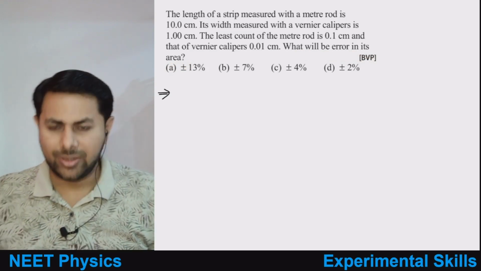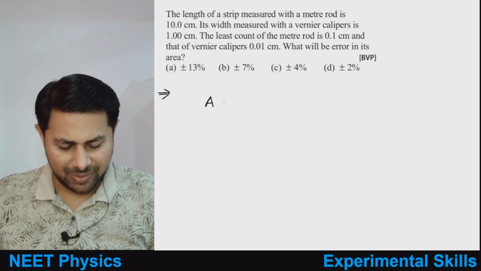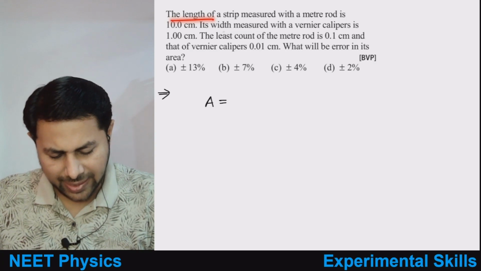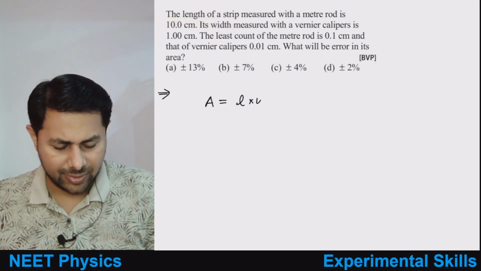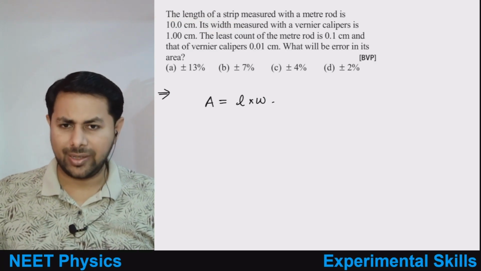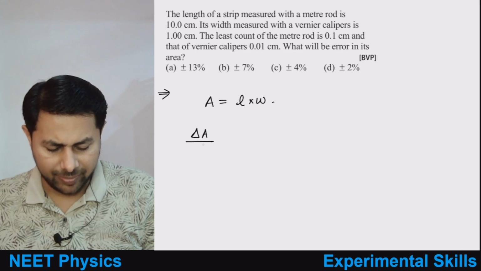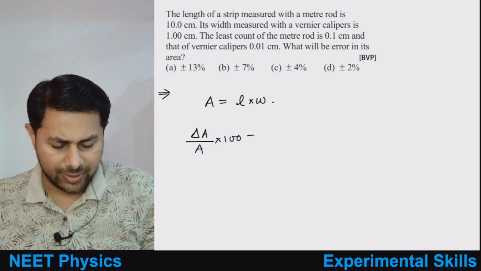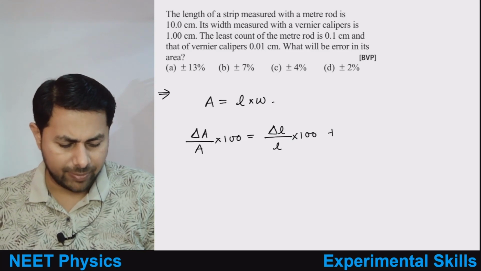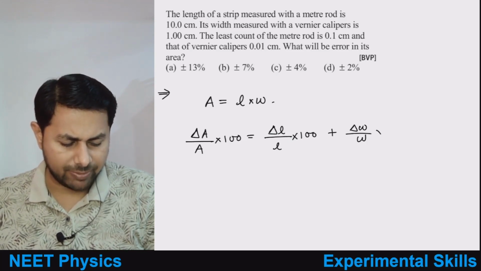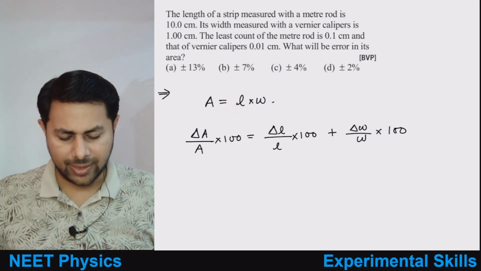If you remember our first chapter, area can be written as length times width. Then what would be the error in the area? You want percentage error. So you know delta A by A times 100 is equal to delta L by L times 100 plus delta W by W times 100. Here L is the length and W is the width, right?